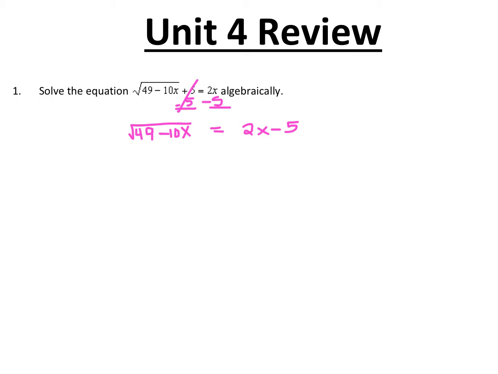Okay, the reason we do that is because now we could square both sides of the equation. Right? Doesn't a square cancel off with a square root? Okay, so the square and the square root are going to cancel each other off. So on the left side, we could just bring down 49 minus 10x. So we were able to get rid of that radical.